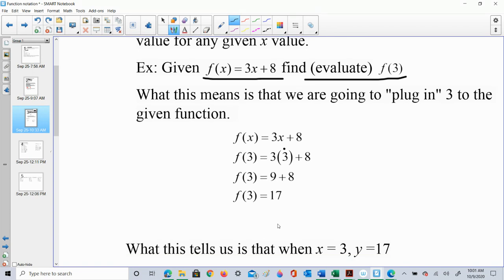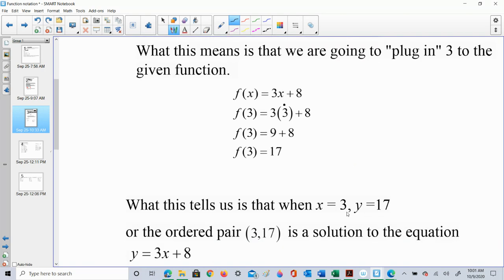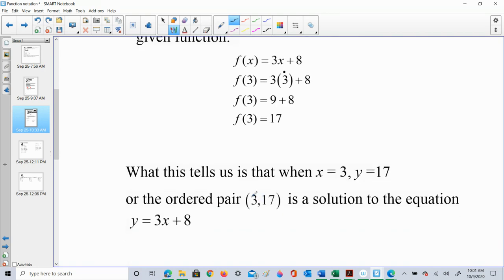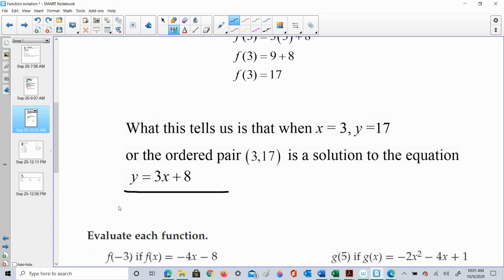What this tells us is that when x is equal to 3, the y value we get, our output, this is our input, x, output y, y is 17. Or that the ordered pair, 3 comma 17, is a solution to this equation. It's really, really pretty simple.